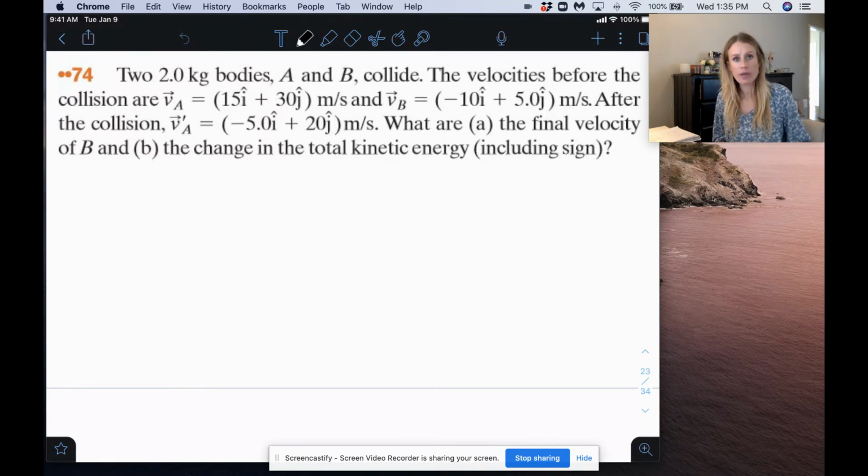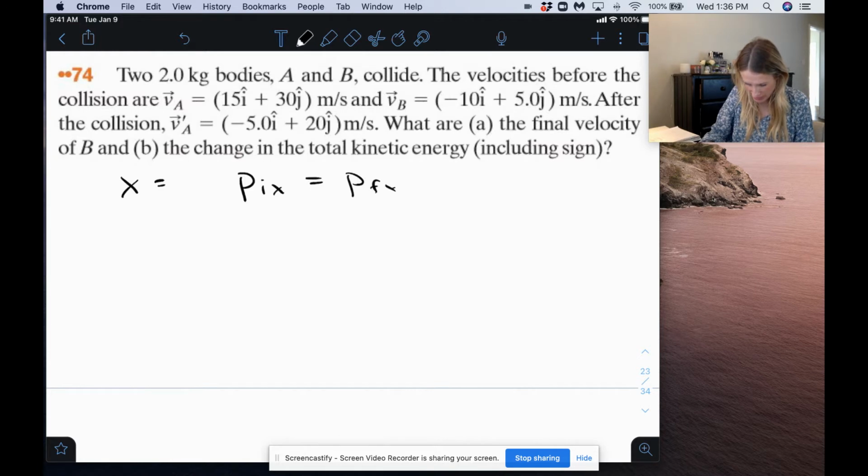So here we have a collision, and it's in 2 dimensions because we have i hat and j hat. That's our x and y directions. So we need to split this up, and we have conservation of momentum in both the x direction and the y direction. So first, let's do the x direction. I know in the x direction that momentum is conserved. So that means that the initial momentum in the x direction will equal the final momentum in the x direction.